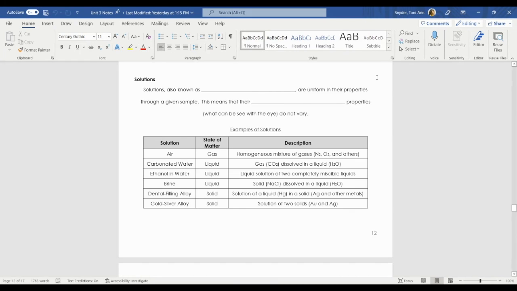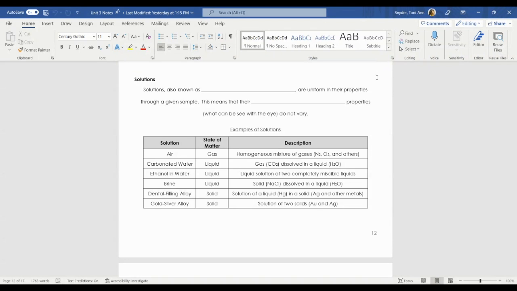Everybody, and welcome to our last video for Unit 3, in which we're going to talk about solutions. This is going to be a relatively easy topic because, first of all, we talked about this in Chem 2 already, and there's not anything really too complex to know so far about solutions in this particular unit.